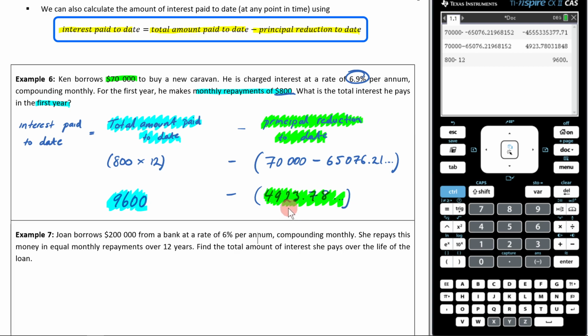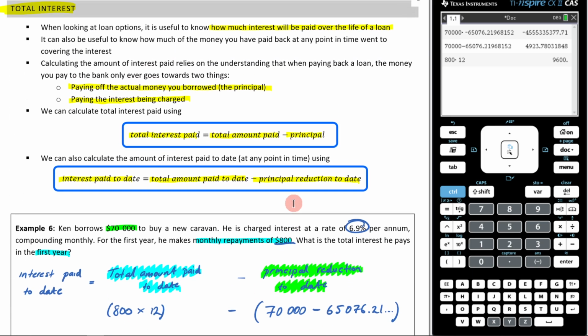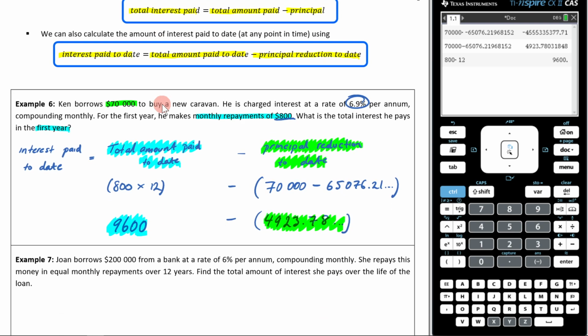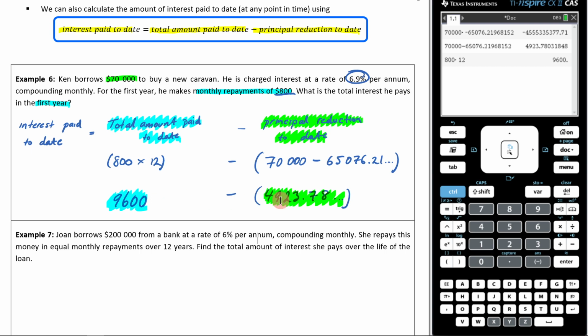Well, the reason why that has occurred is because this reduction from the principal doesn't take into account the amount of money you've given to interest. A lot of your money when you're paying off a loan goes to just servicing the interest. And remember, when you're paying the bank, it only ever goes towards 2 things: paying off the actual money you borrowed, the principal, or paying off the interest being charged. So the difference between these two numbers represents the amount of interest you've been charged over the first year.